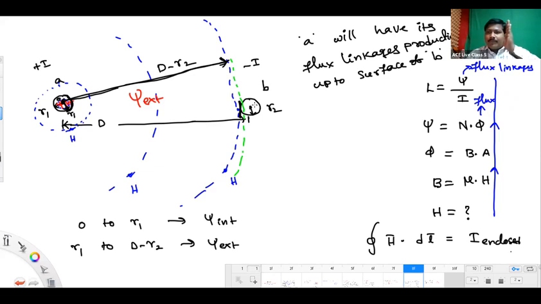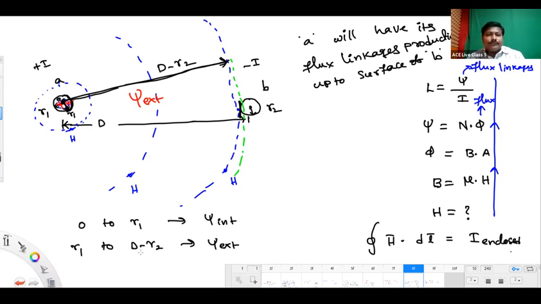Now I am measuring from the center of A to the surface of B. Only that R2 value has to be deducted from D. How will R1 be deducted again? So it will be D minus R2. So it is starting from circle R1 radius to circle D minus R2 radius. Okay?